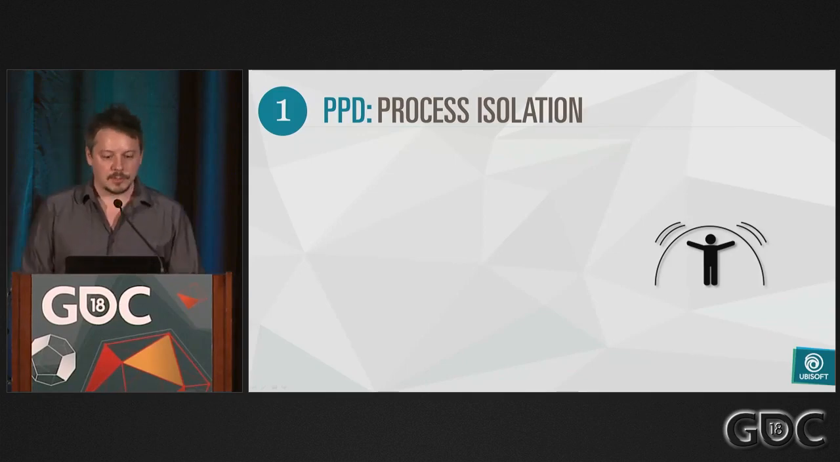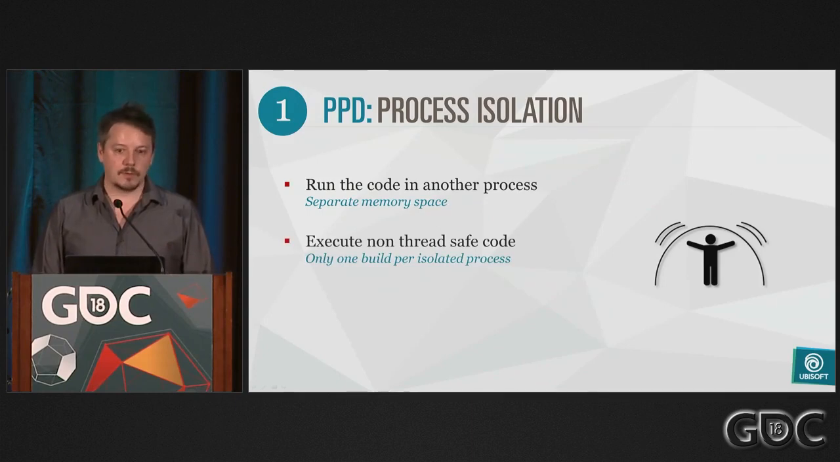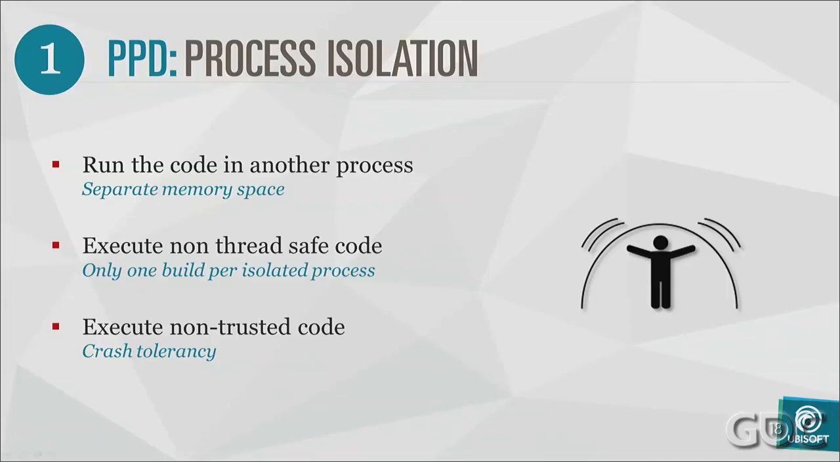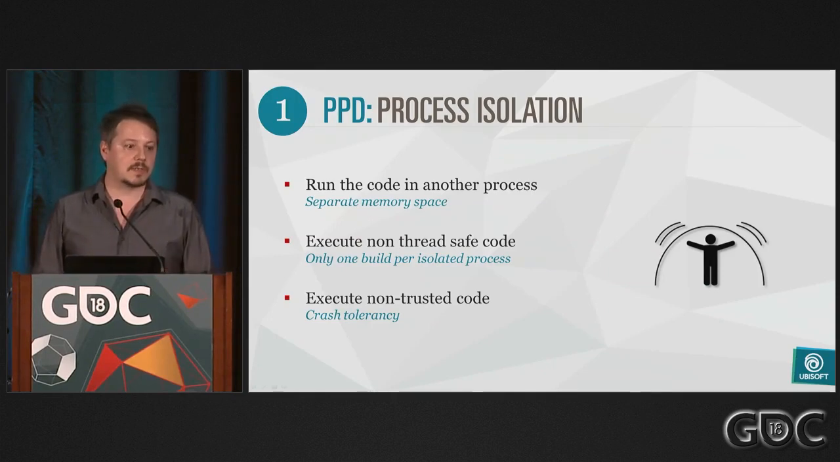The first one, process isolation. Process isolation is just a fancy name to say that we want to run a build in another process. By doing so, we have a separate address space, so the build runs by itself in its own process. And this has two main benefits. The first one is we can run non-thread-safe code because it will be alone in this process. And the second one is we can run untrusted code. So if you need to run some code that from time to time may crash, having it run in a separate process means that whenever you have a crash in this process, you won't crash the entire build, but just the build of this particular asset.